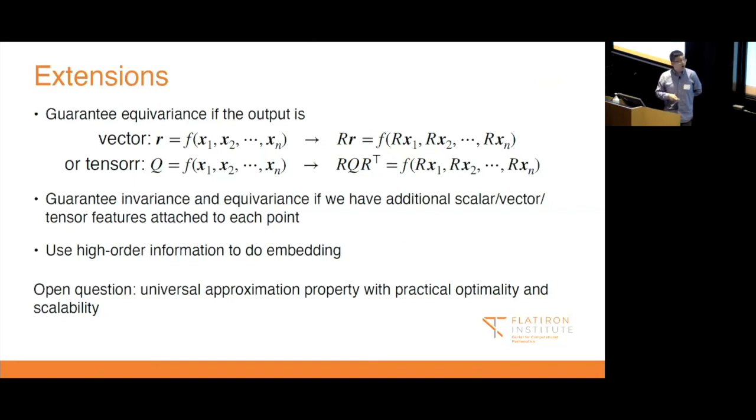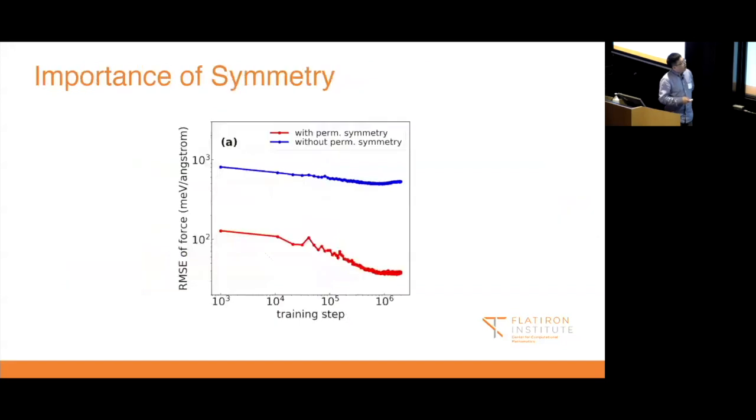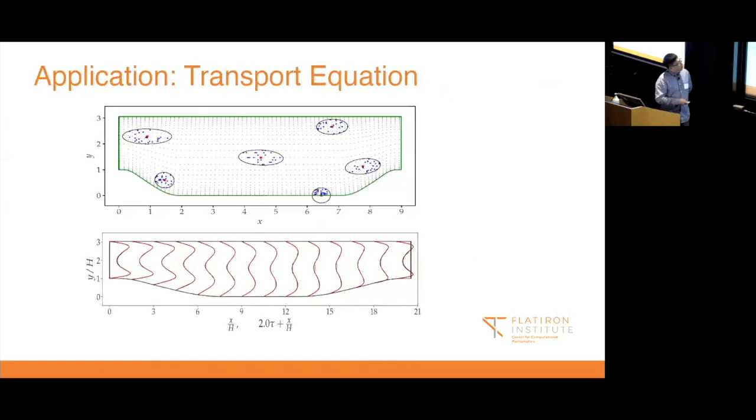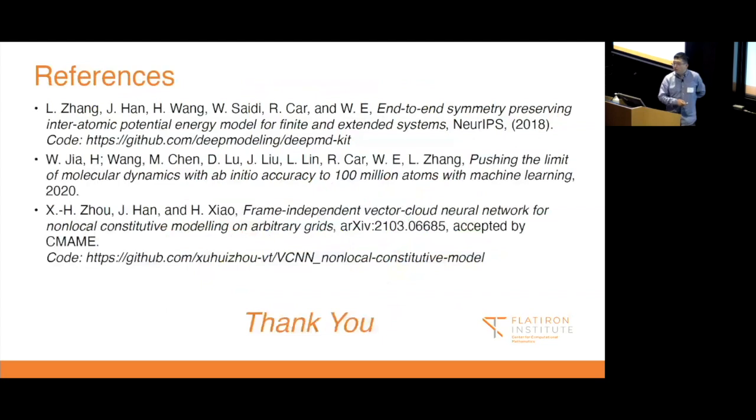Okay, I think I have run out of time, so I will skip the application results on molecular dynamics and those PDEs. Here one figure is evidence showing that if we impose the permutation symmetry, as shown on the red line, the data efficiency and accuracy can be much better than the blue line without permutation symmetry. I will skip over the results and am happy to take questions. Thank you.